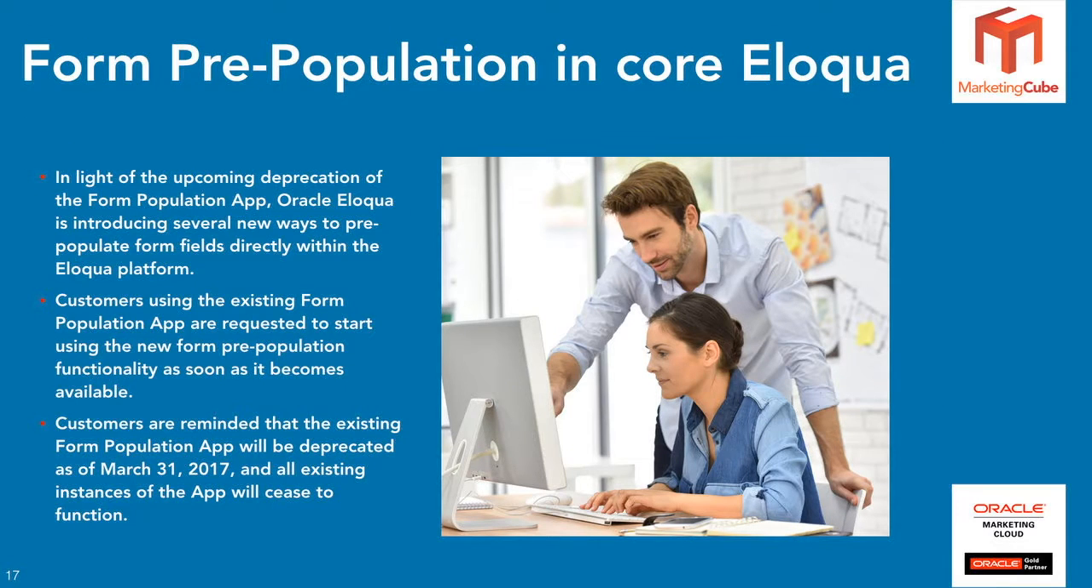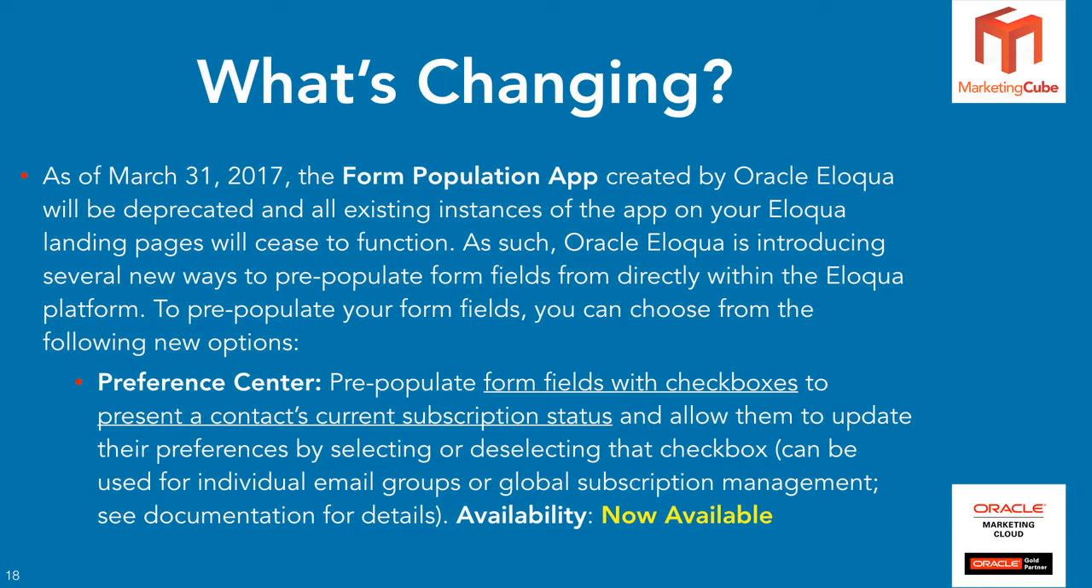Another one that requires probably a little bit more thinking music is form pre-population in core Eloqua. If you've been using Eloqua for quite some time, you may be using the old form population app that Eloqua had produced. However, with the change of the way those apps work, that particular app is being retired, and so there are some changes in play. The deadline, I think, is being deprecated. I do like that word for some reason. Deprecated as of the 31st of March. Now, if you're not using the app, nothing for you to worry about. There's no dramas there. However, what's actually changing is the key thing, and this is kind of cool.